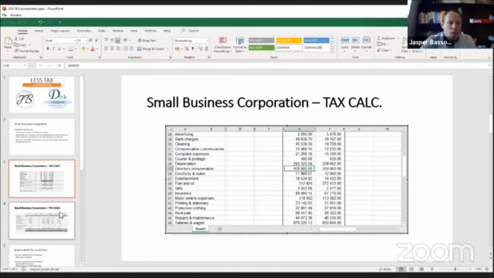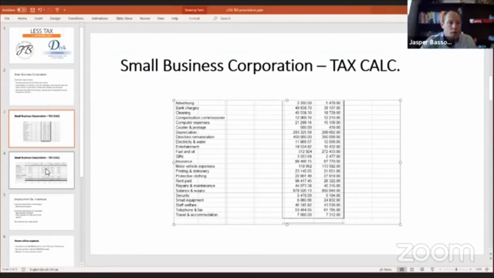I just want to see if there's anything else on there. This is only the calculation. Yeah, right. So that is basically it regarding small business corporation.